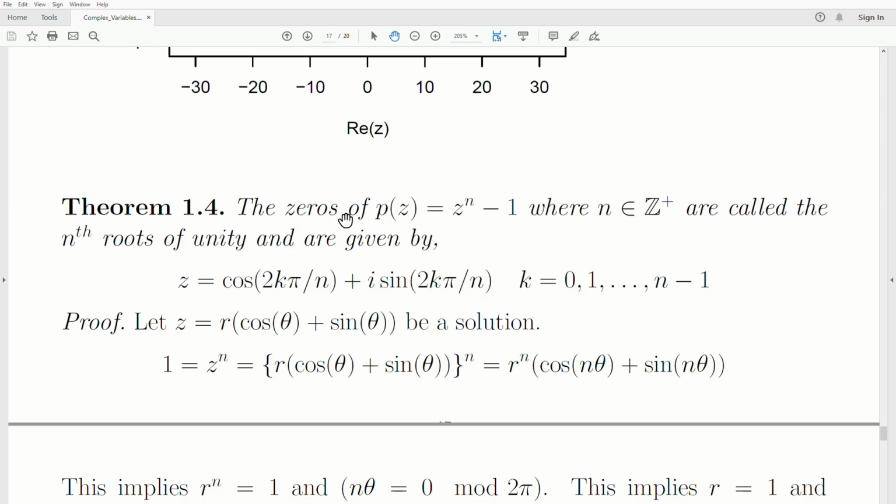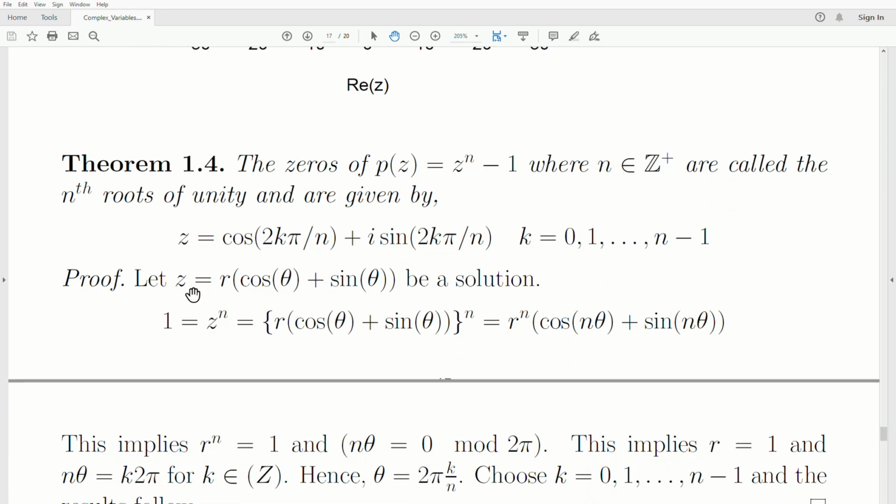So let's look at the zeros of a polynomial. If we have a polynomial z to the n minus 1, we will find the zeros of it. That means this is 0. So it's z to the n equals 1 is essentially what we're trying to find. And n is a positive integer, and these are called the nth roots of unity, and are all given by this equation, which is, according to the theorem above, what we know.